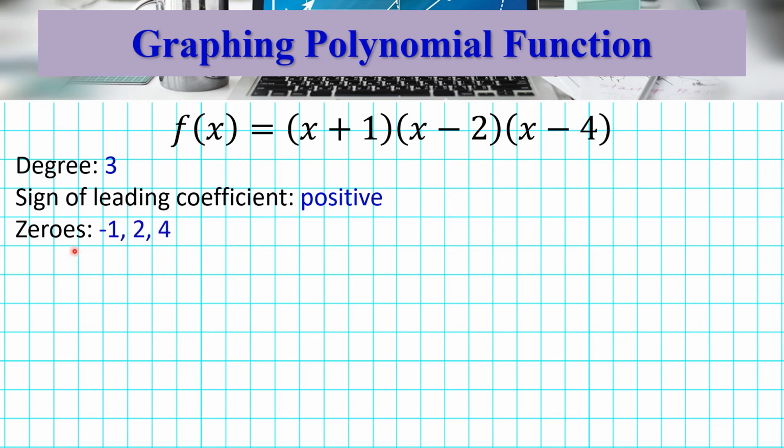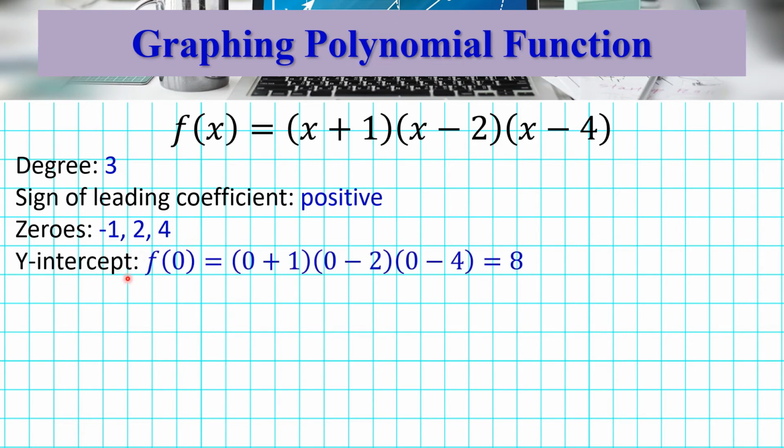Next, yung zeros naman, pag in-equate mo to sa 0, or pag kinuha mo yung additive inverse ng positive 1, this is negative 1. Dito naman, additive inverse ng negative 2 is positive 2. And additive inverse of negative 4 is positive 4. So, ang zeros natin ay negative 1, 2, and 4. Dito magta-touch yung graph natin sa x-axis.